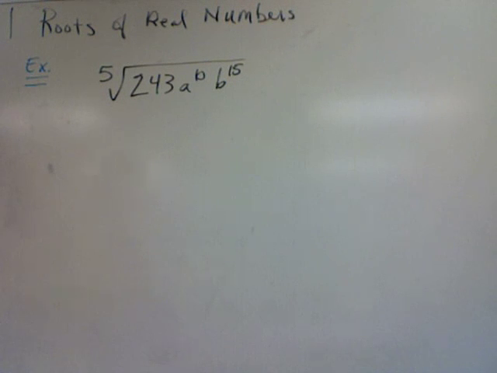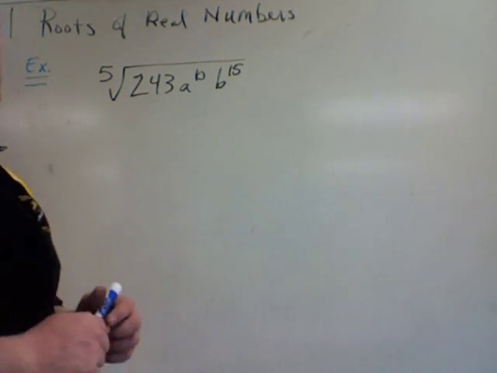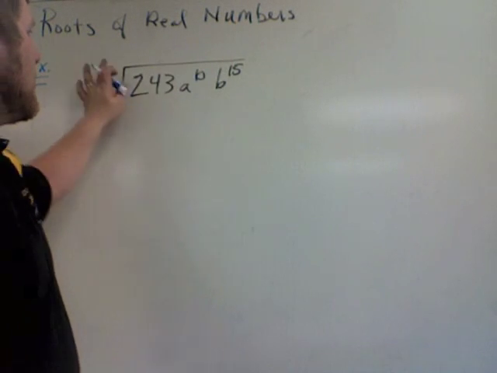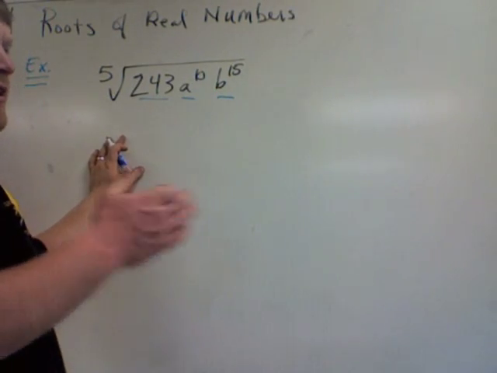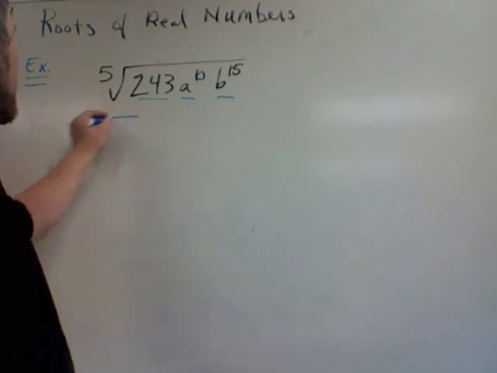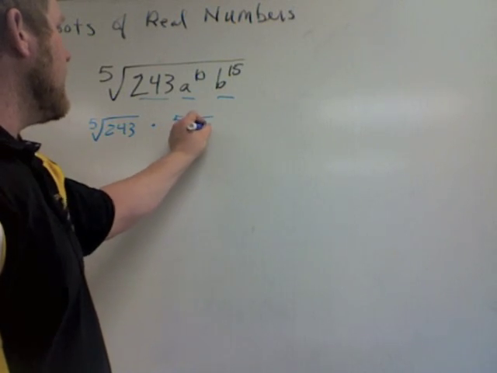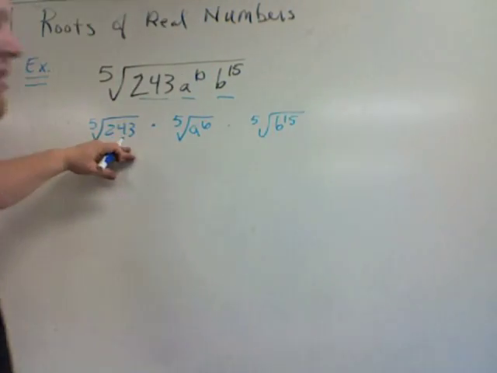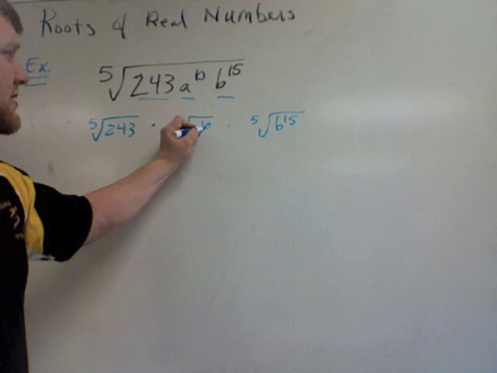So, I take the fifth root. I'm taking the fifth root of everything. So what I would like to do is write everything as a power of 5. And notice that I'm taking the nth root of a bunch of factors in here, so I can split that up into individual fifth roots. I can take the fifth root of 243 times the fifth root of a to the 10th times the fifth root of b to the 15th. Then focus my thinking on each individual one and simplify there.